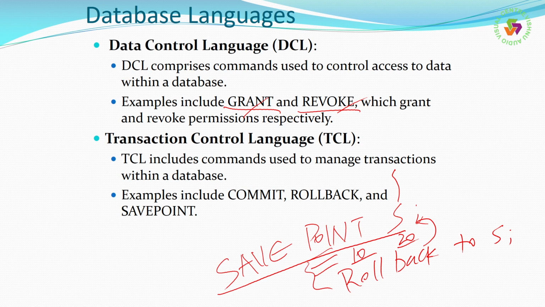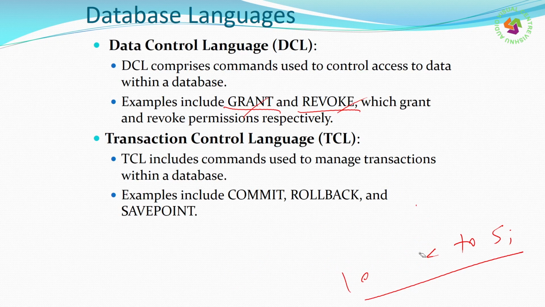Before the save point, whatever transactions you have done can all be kept safe. After the save point, whatever transactions or changes you have done to the database can all be erased by using rollback to some save point. So this is the advantage of rollback and save point.